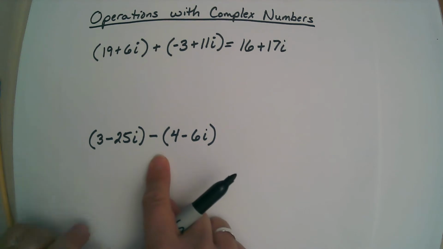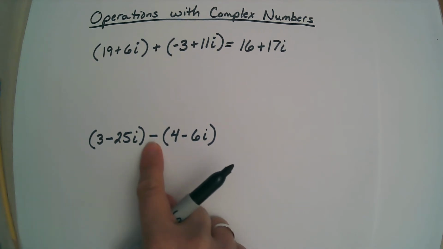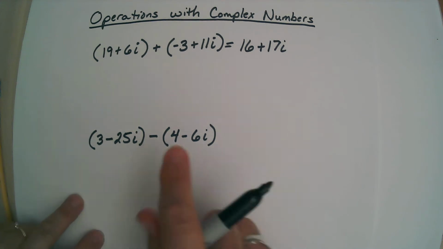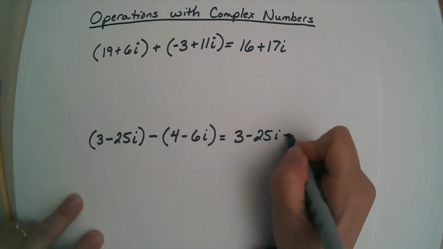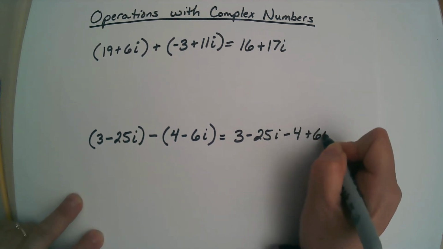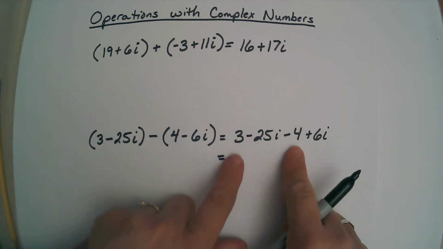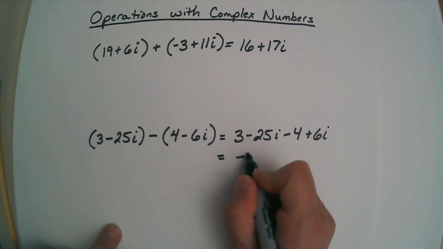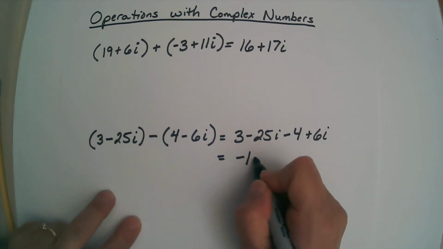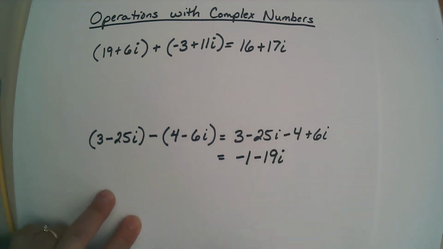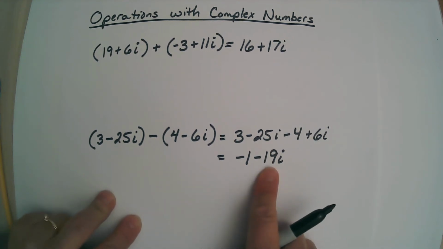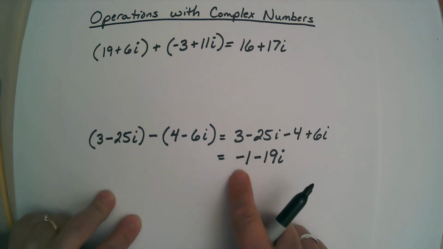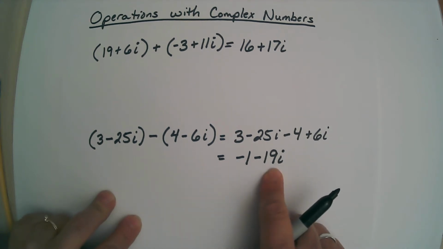If we're subtracting complex numbers, we do need to make sure that we distribute that negative. So it would be 3 minus 25i minus 4 plus 6i. But again, we combine the real parts and we combine the imaginary parts, and we have our complex number written. Remember, when you're writing a complex number, we usually write it in the form a plus bi with the real part first and the imaginary part second.